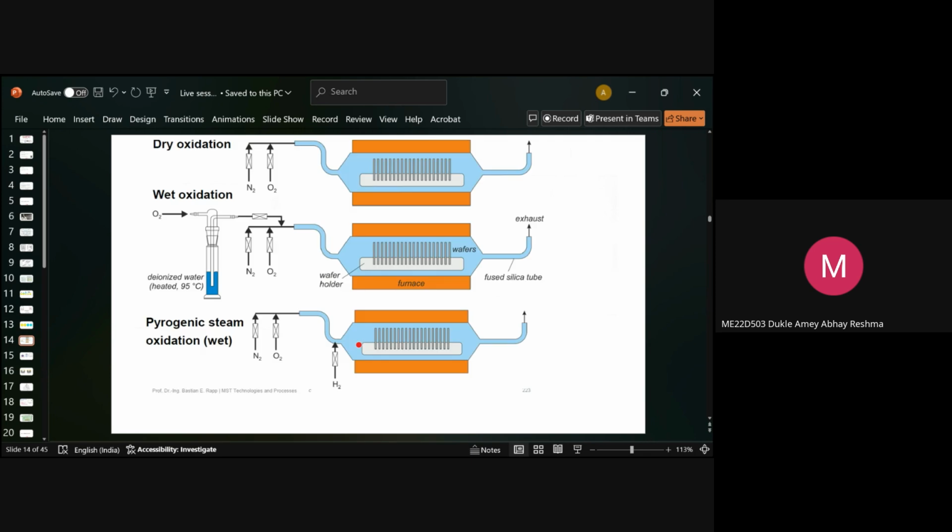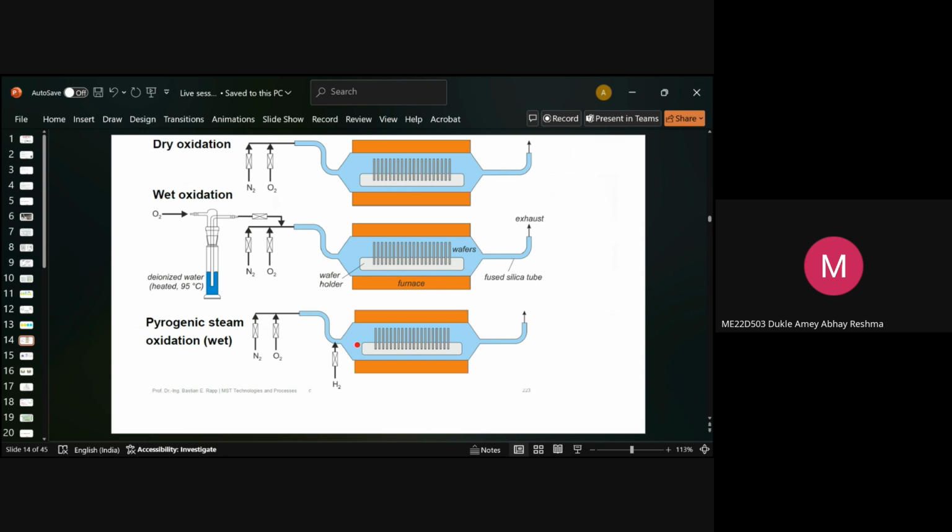So we'll move to the next thing. This is called oxidation. As I said in the previous workflow, once you get the wafer, you need to grow an oxide layer on it. To grow the oxide layer, there are three types of oxidation processes: the first is dry oxidation, the second is wet oxidation, and the third is pyrogenic or steam-based oxidation. In dry oxidation you use nitrogen and oxygen and grow an oxide layer. In wet oxidation you have water, so you put water also.